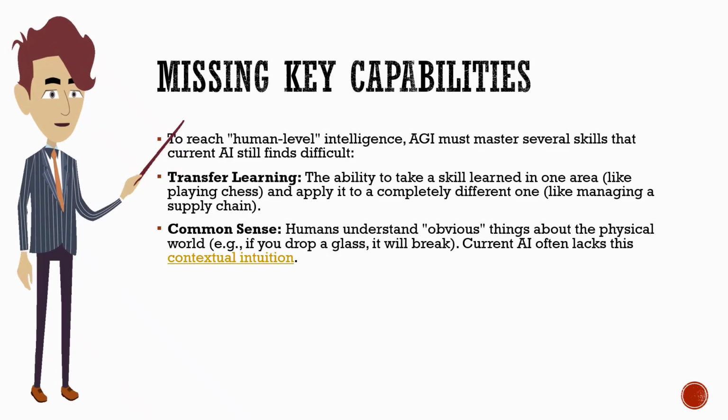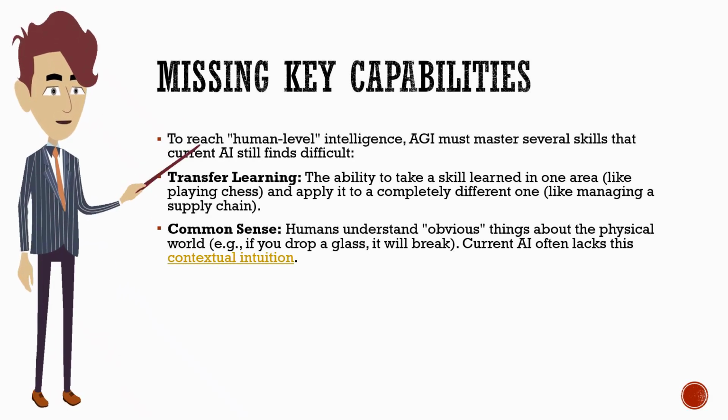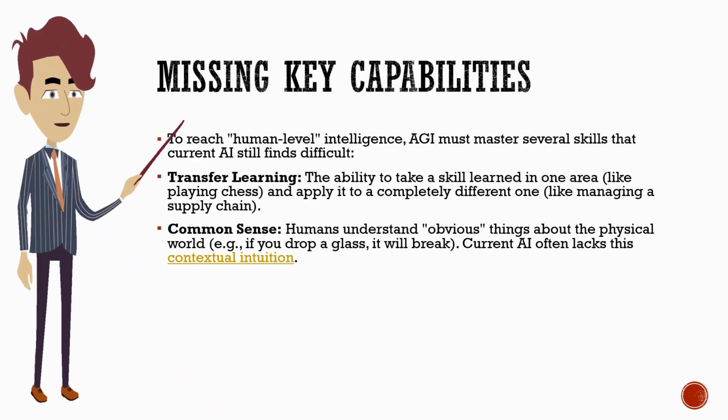Then basically, common sense, right? Like they say, common sense is not very common. Humans are very easily able to understand the obvious things about the physical world. For example, if we drop a glass, it will break. This is just basic information.